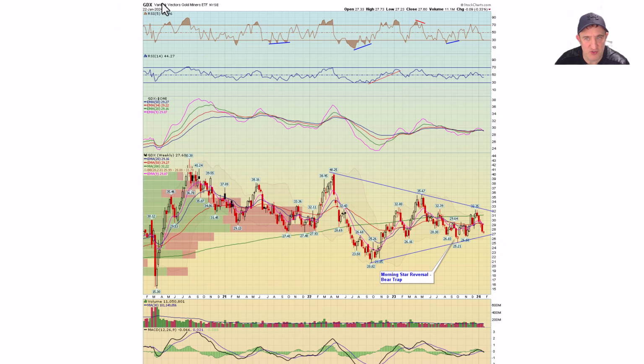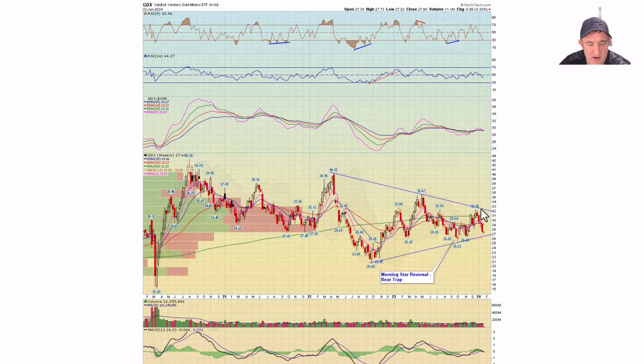Moving to the stocks, here's GDX. Again, down again today. This is the weekly. It reversed near that downtrend line about a month ago. We'll see if it can hold this area or not. Again, this is one of the toughest areas to trade, quite honestly.